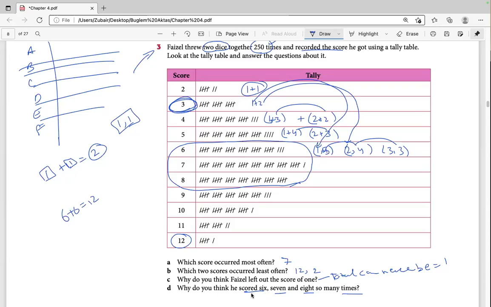So why do you think he scored 6, 7, and 8 so many times? Because the chance to get a total of 6, 7, 8 is more. Let's try for 8. This could be 2 plus 6, 3 plus 5, 4 plus 4, and so on. Clear?